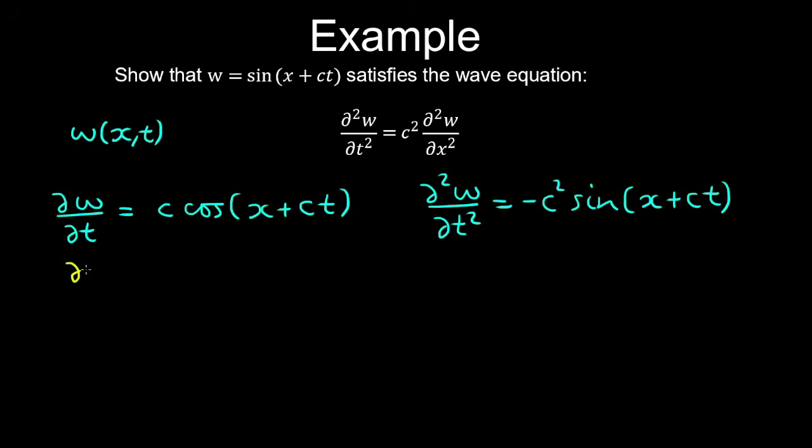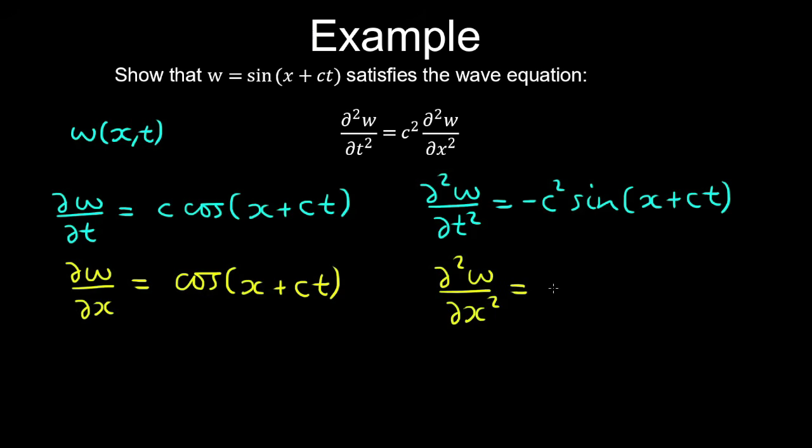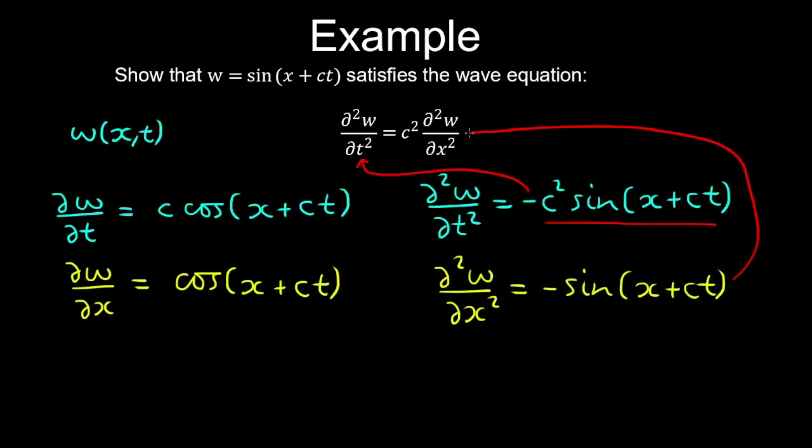And differentiating w with respect to x, we get cosine x plus ct. And differentiating again with respect to x, we get minus sine x plus ct. So on the left hand side, we have this expression, and on the right hand side, we have positive c squared by this expression. So both sides of the equation are equal.